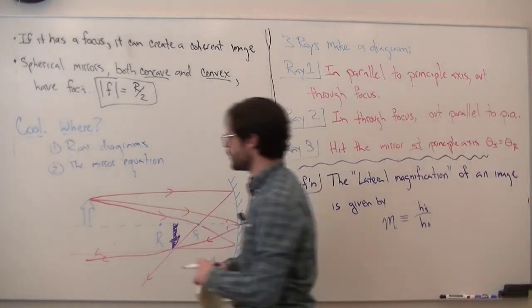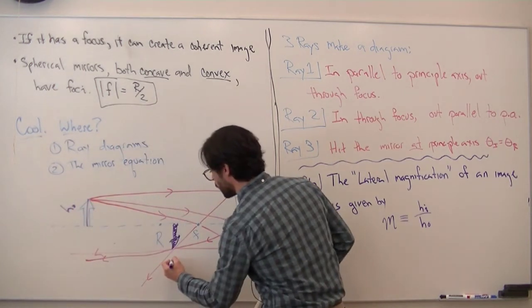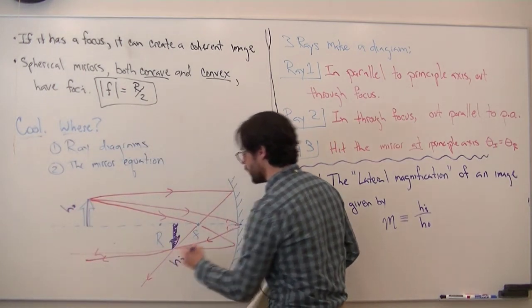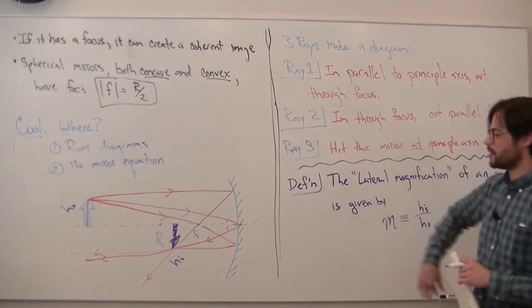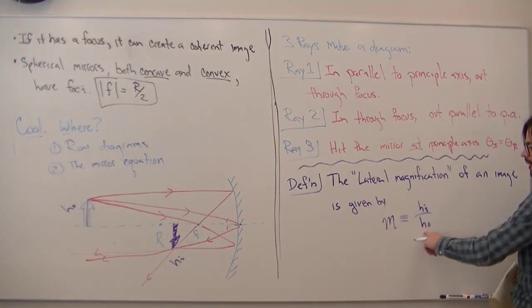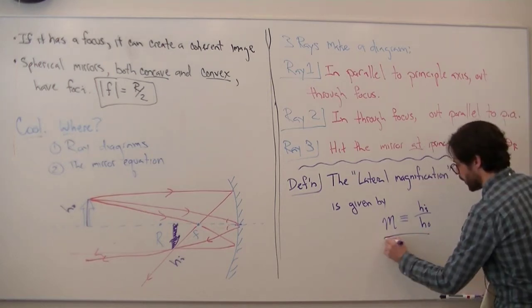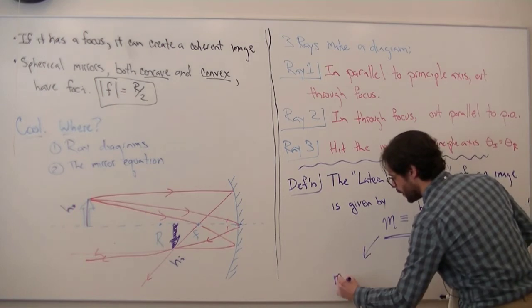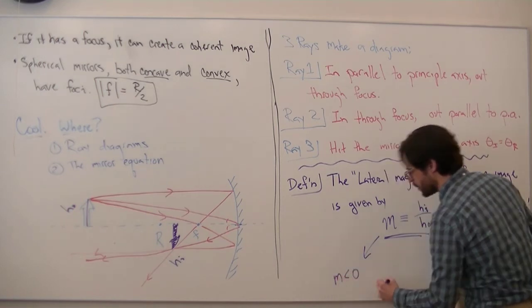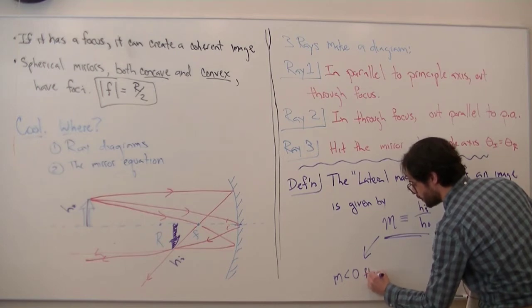So remember, this is a sign, so this is h naught, the object's height, and that's hi, the image's height. Because hi is flipped, this is negative. So it can totally be the case where magnification is negative. So we have two special cases to keep in the back of your mind. If m is less than 0, it's negative, then we have a flipped image.